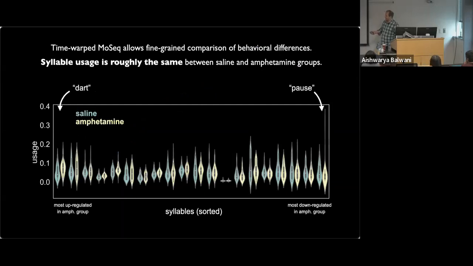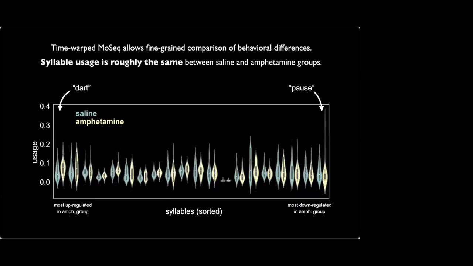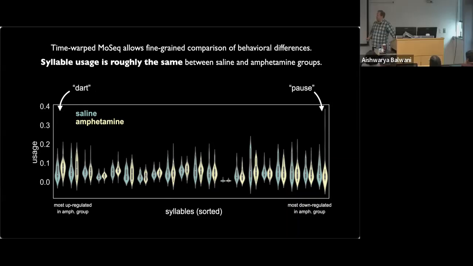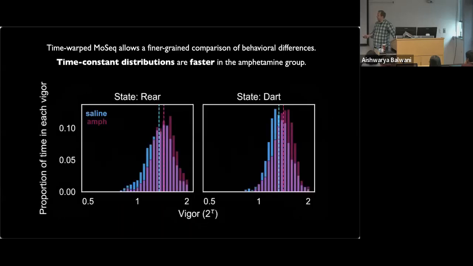This is exactly what I just showed you. Except for maybe one syllable that's just pausing-related behavior, we see this sort of upregulation of speed across all of the syllables, even though their usage is exactly the same. So if we zoom in on just rearing-related behavior under amphetamine, there's this nice and very significant shift to the right of this distribution.